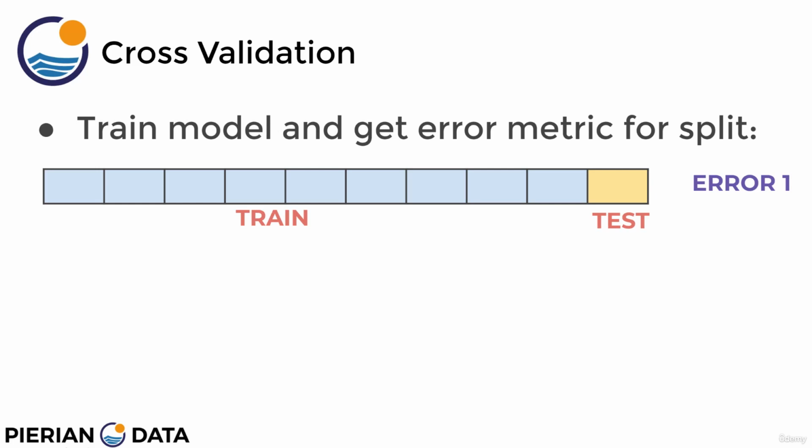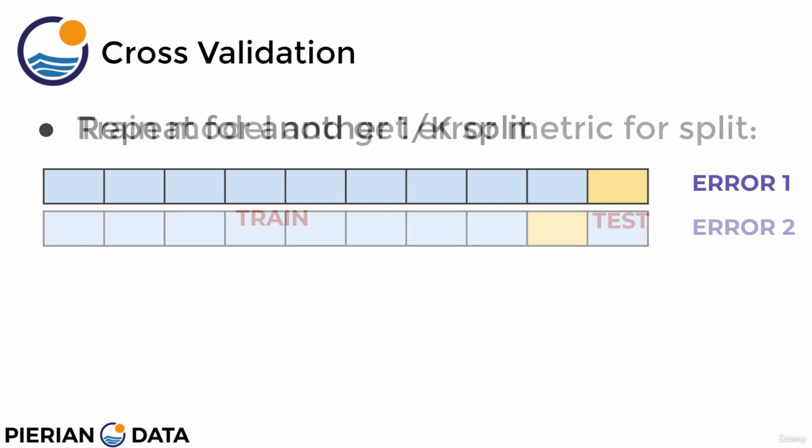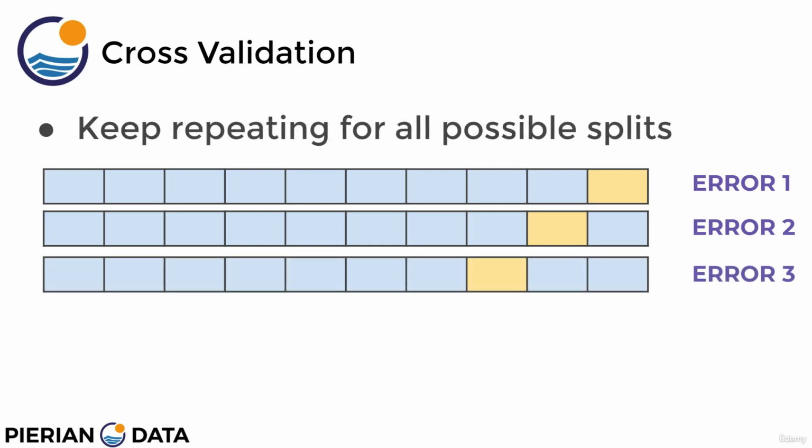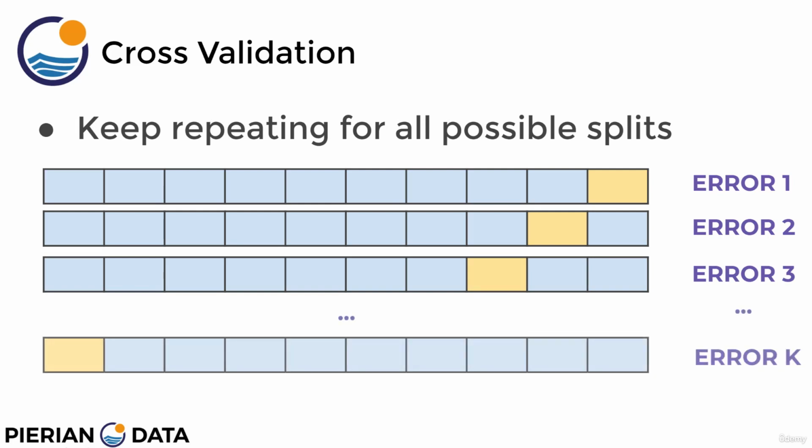And then what you're going to do is train the model and get the error metric for this particular split, where you maybe did a shuffle first, and then you had the last 10% as your test data. Then you're going to repeat this for another 1 over k split, and then get a second error. And then you're going to repeat this for all possible splits, essentially repeating this k number of times.